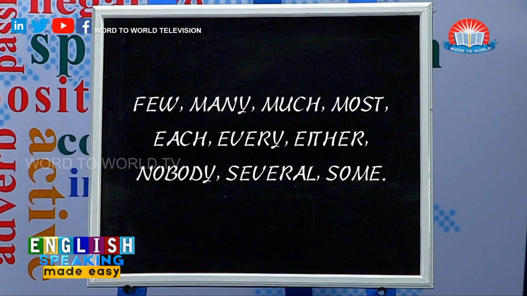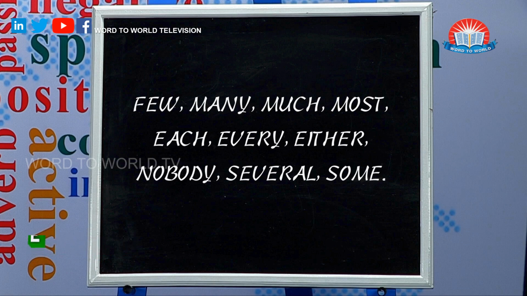Got that? Now, we will go on to indefinite adjectives. This is quite simple. Indefinite adjectives describe or modify a noun very unspecifically. That means they provide very indefinite or unspecific information about the noun. So, the common indefinite adjectives are words like few, many, much, most, each, every, either, nobody, several, some. These are some examples of indefinite adjectives.